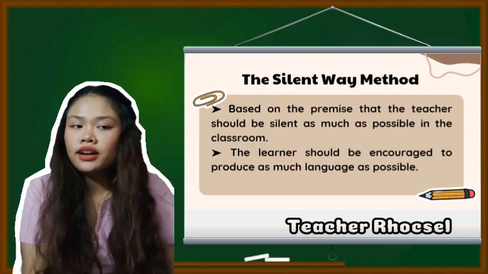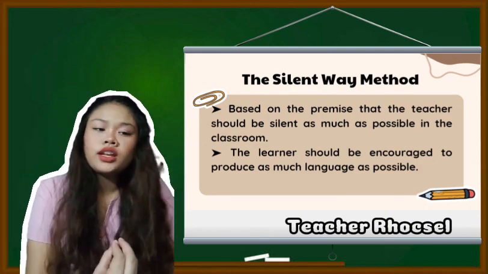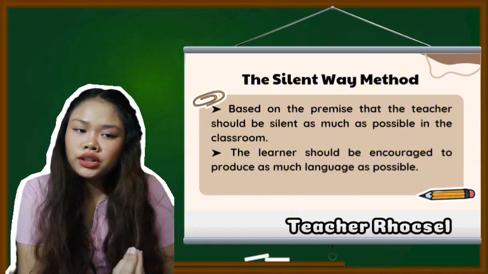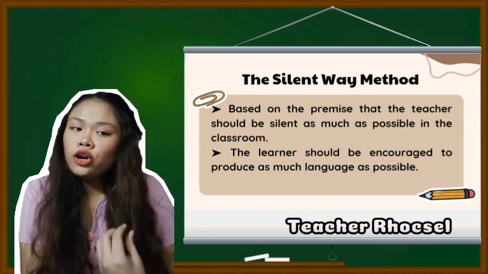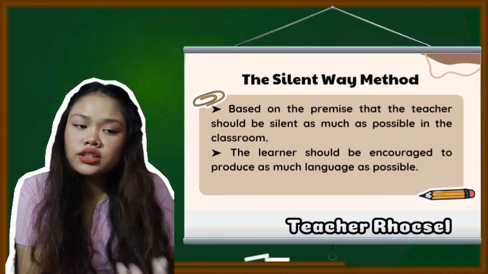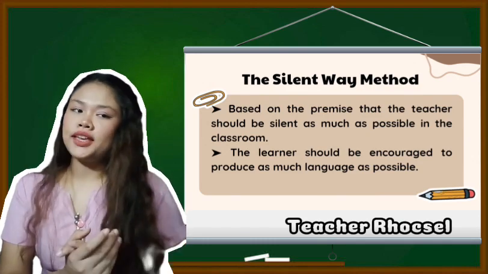The teacher's roles are: the teacher acts as a facilitator. Second, the teacher acts as a neutral observer. And lastly, according to Stevick, Silent Way teachers' tasks are to teach, to test, and to get out of the way.